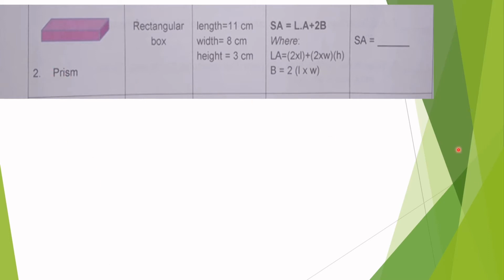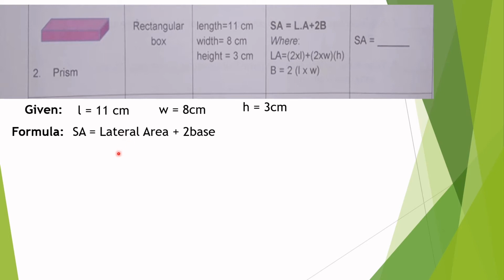Example number 2, we have prism. It looks like a box of shoes. So for our given, we have length is equal to 11 centimeters. Width, we have 8 centimeters. And for our height, we have 3 centimeters. And for our formula, we have SA is equal to the lateral area plus 2 bases. For our lateral area, we have 2 length plus 2 width times the height, plus our base, length times width times 2.